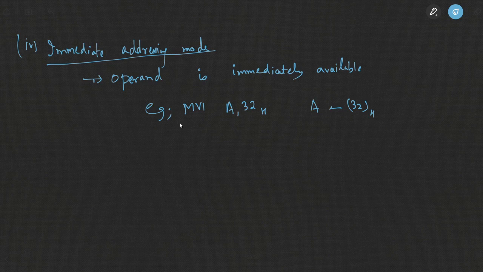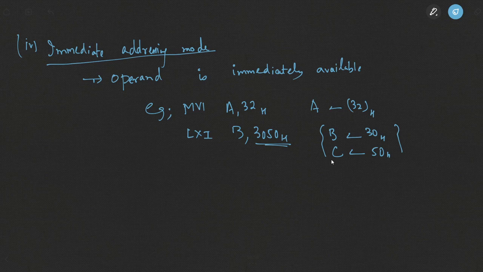So we can even have LXI B comma 3050H. So what this instruction basically does is it loads the register pair with the data. This data here is not an address. So what it does is it will basically transfer 30 to B and 50 to C. Fine. So most likely it's like this, or it can be 50 to B and 30 to C, but most likely it is like this.